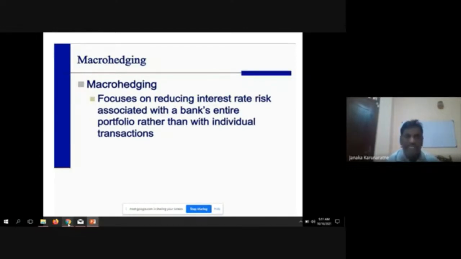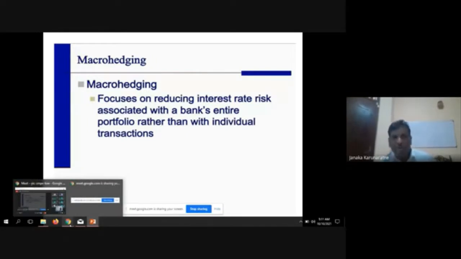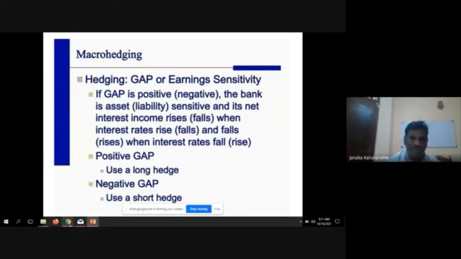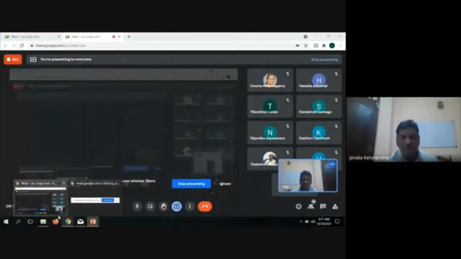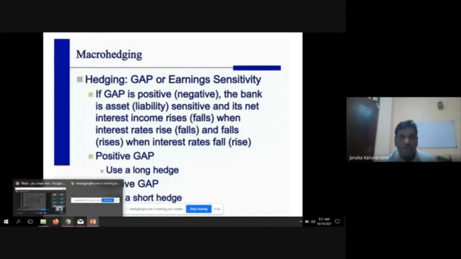Macro hedging, as I said, focuses on reducing interest rate risk associated with the bank's entire portfolio rather than with individual transactions. So it is a more holistic view. You look at hedging gap or earnings sensitivity.